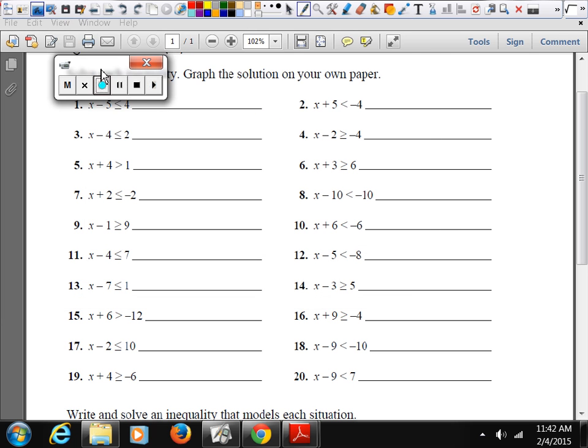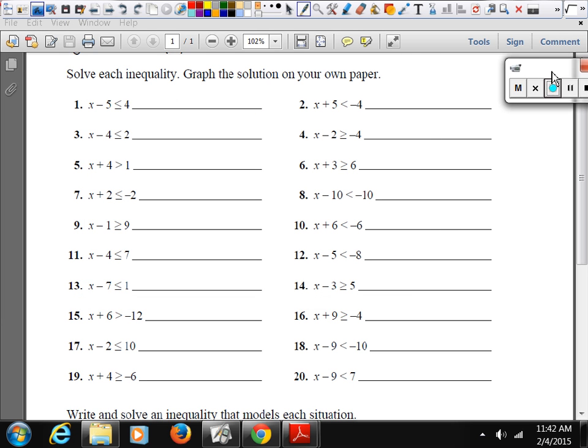All right, 9.2, section B. We'll do the odd ones together, and then we'll let you guys do the even ones. Okay, so here we go.